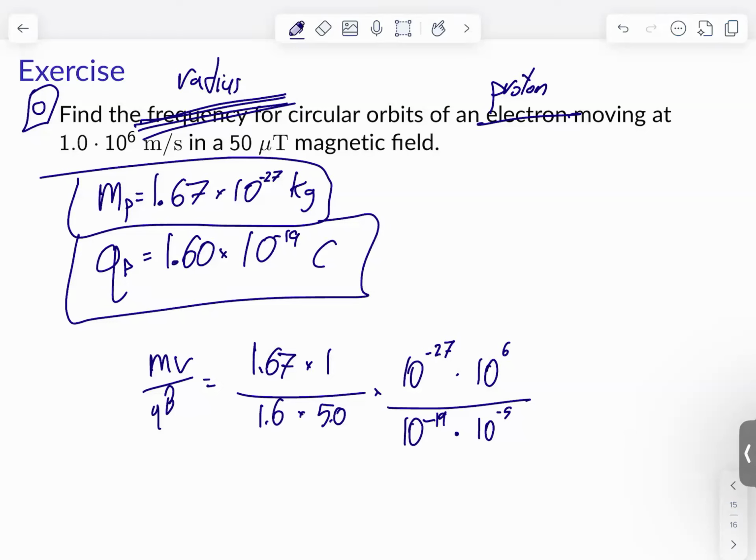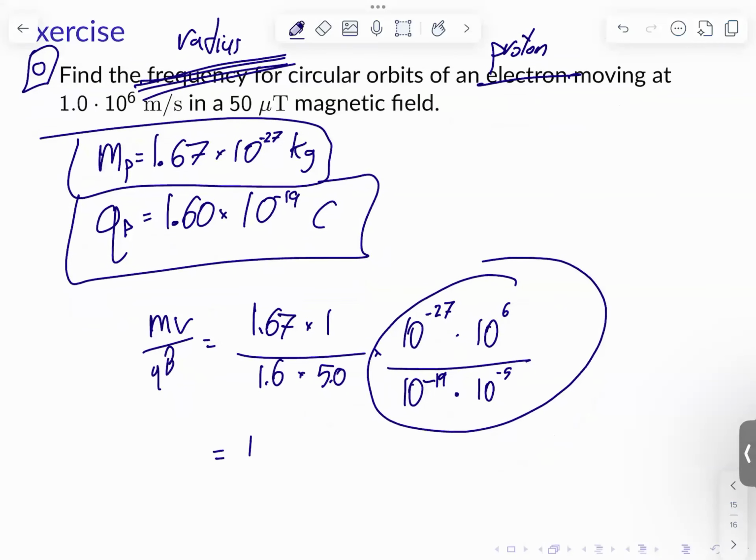Look, you just pull out the powers of 10. And then there's a trick for if you multiply and divide powers. What happens if you've got 10 to the 10 times 10 to the 20? You add them. What happens if you have 10 to the 10 divided by 10 to the 20? Yeah, exactly. So the second part is really simple. You just turn this into 1.67 over 1.6 times 5.0, times 10 to the minus 27 plus 6 plus 19 plus 5. You can do that in your head.